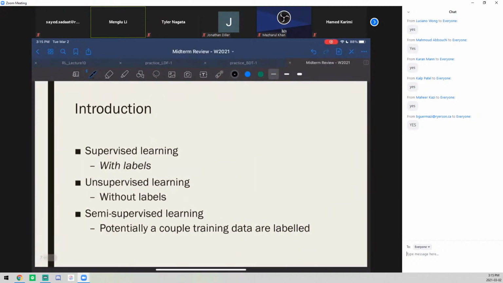The last topic in the introduction part is the types of learning. There are three types: supervised, unsupervised, and semi-supervised. Supervised learning means the training data contain labels. Unsupervised means the training data do not have labels. That's the key difference. Semi-supervised learning is in between: part of the training data is labeled and part is not. I think that's all for the introduction part.